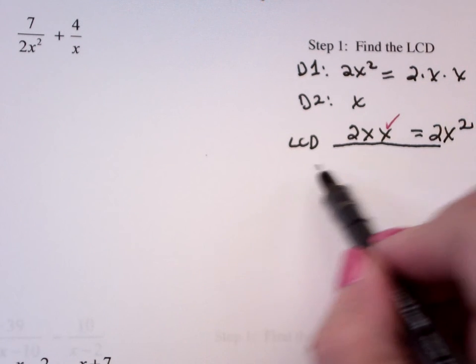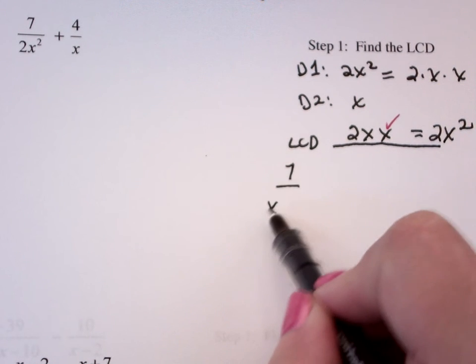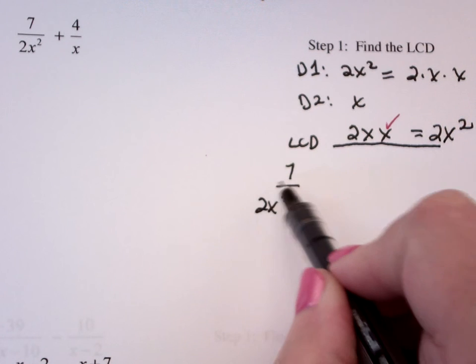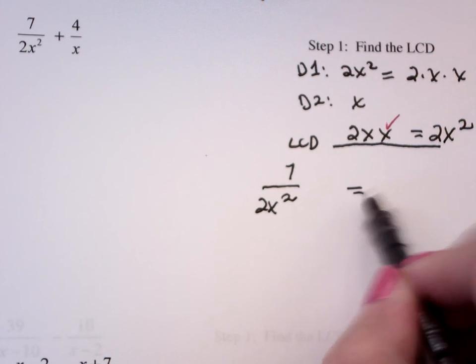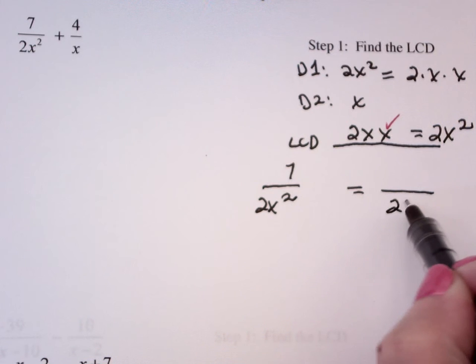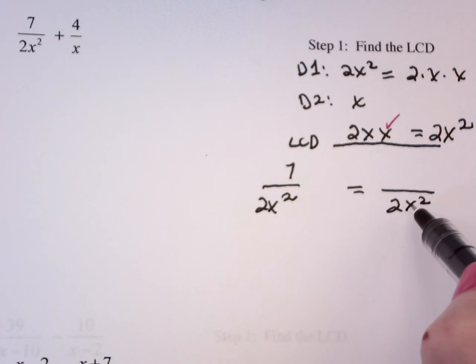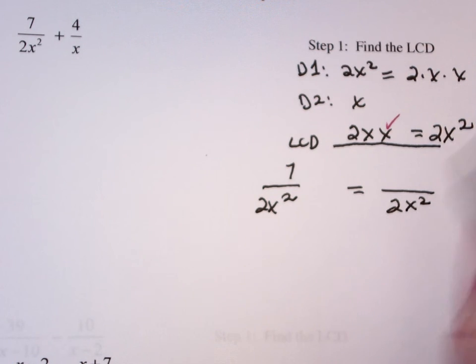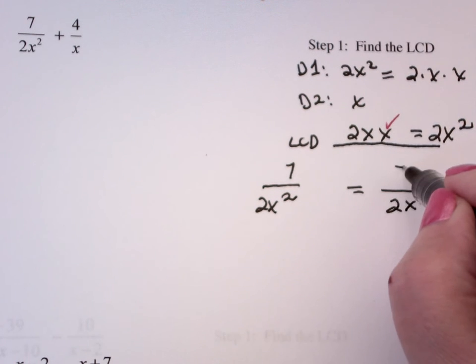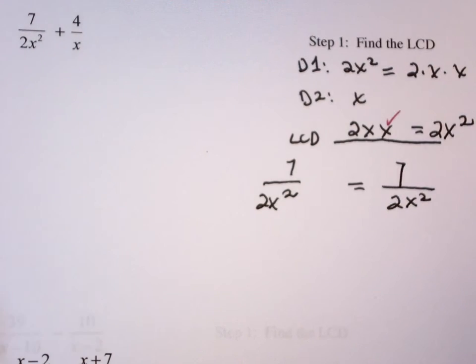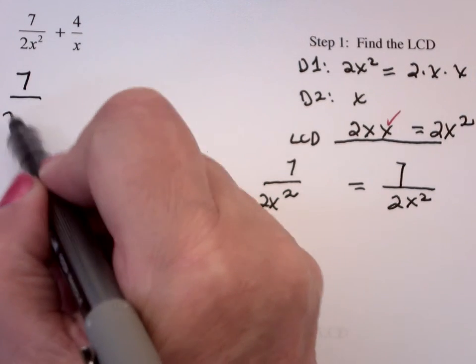So that means I need to take 7 over 2x squared, and I need to turn it into a denominator of 2x squared. And what do you notice? It already is, right? So the most I could do is multiply by 1 over 1. So it's okay just the way it is.